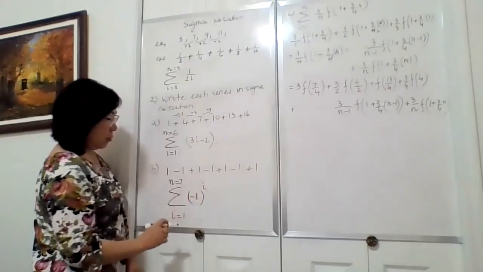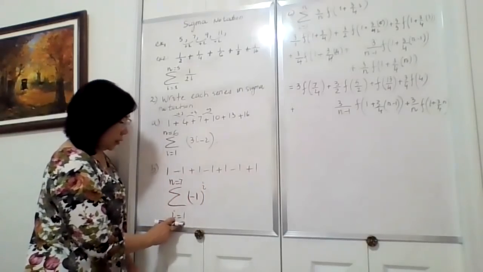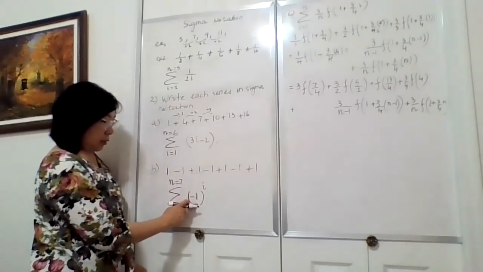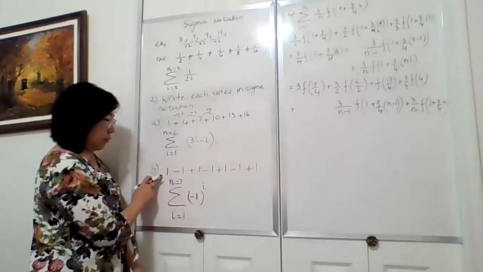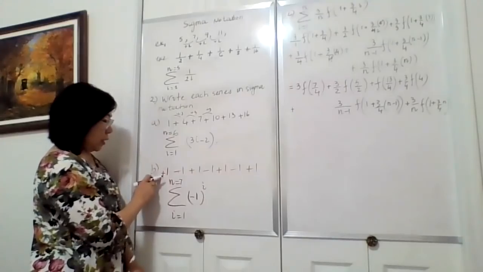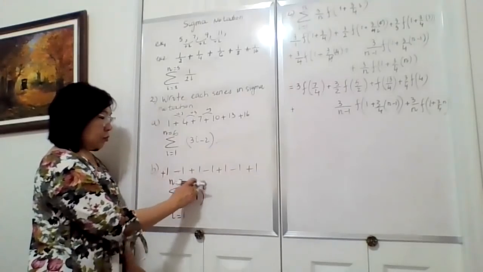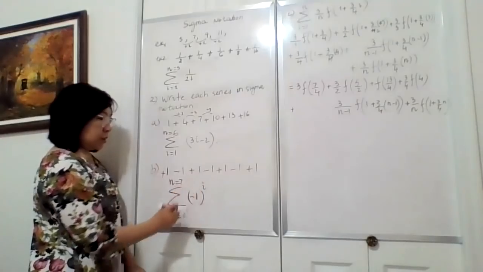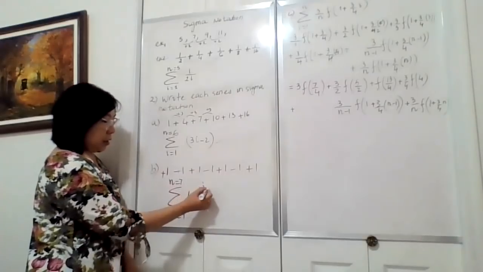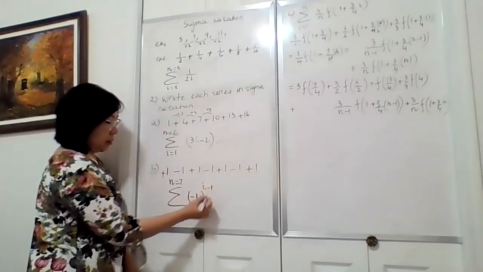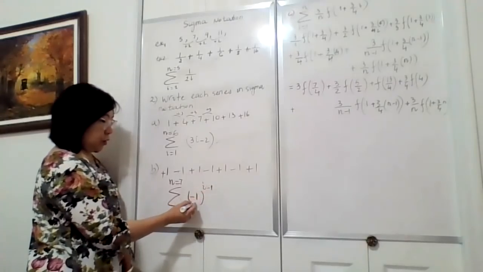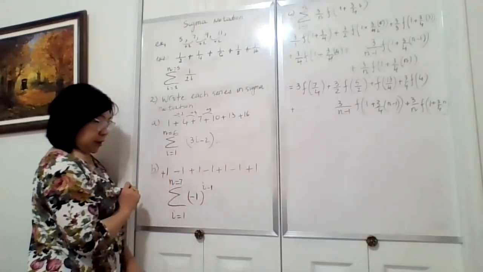And if we put I on top, what happens? If I equal 1, then this is not going to change. This will become negative 1, right? But the first term we have is not negative, but positive. So how do we get positive? You remember any base to the power 0 will be equal 1. So I'm going to take away 1 here. So now if I equal 1, 1 minus 1 will give me 0, which is this negative will become positive.